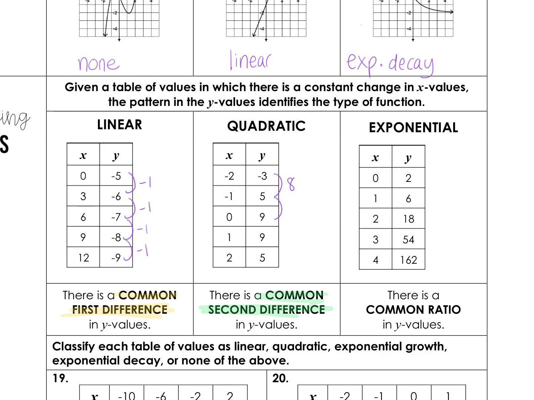Then it goes from 5 to 9, that's up 4. Again, if you have a hard time telling, you can always take 9 minus 5 in the calculator. 9 to 9 is 0. 9 to 5 is down 4. Those are definitely not the same, so it's not linear.